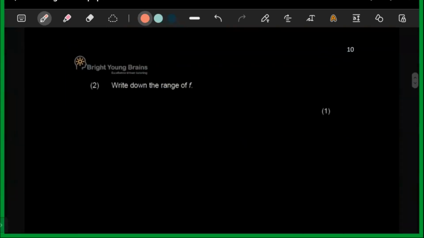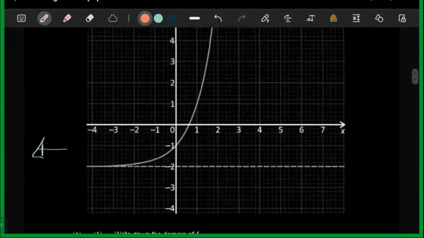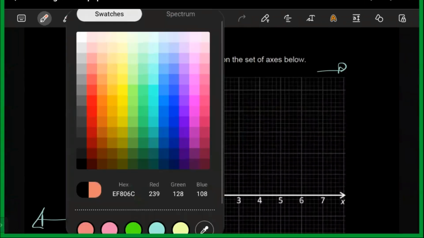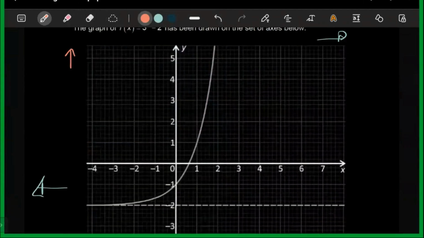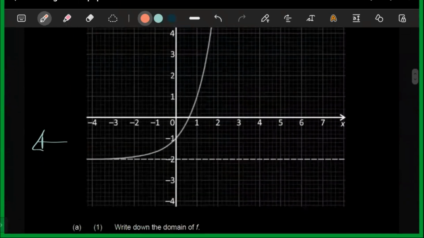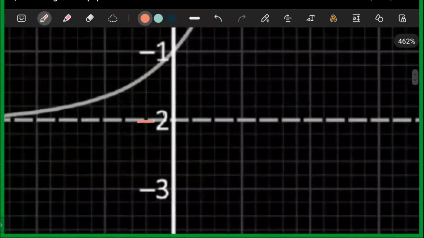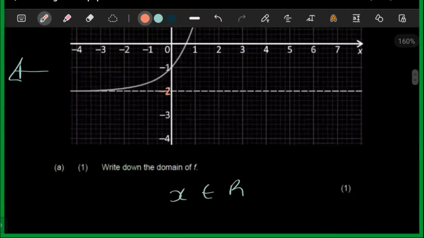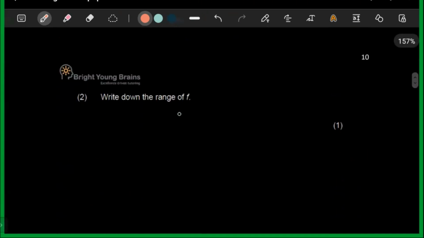Second question here says, write down the range of f. So the range is now the y values. This is asking you which y values does the graph go to. Now this graph goes all the way upwards to infinity without any restrictions, and it goes all the way down until -2, like that, you see. So it starts from -2 going upwards. Those are the only y values that it has. So the y values have to be bigger than -2.